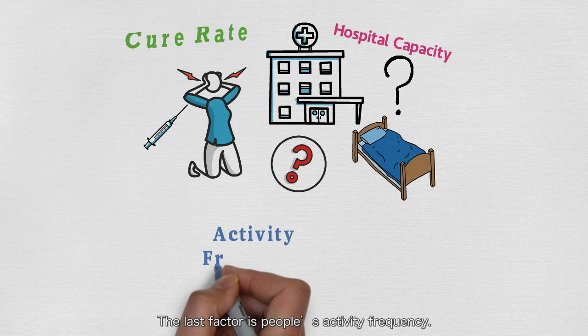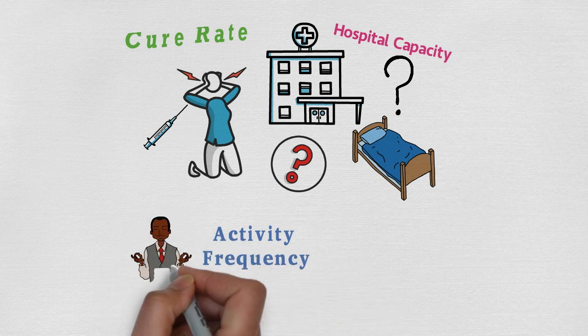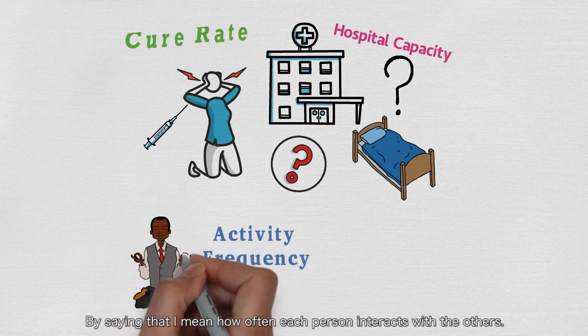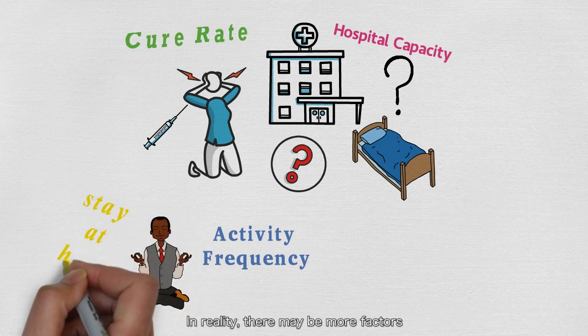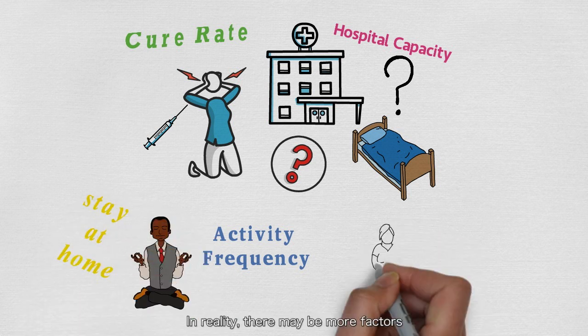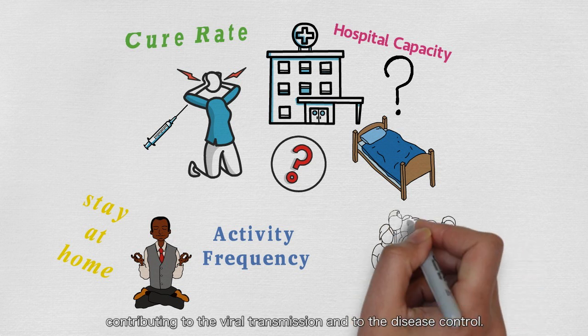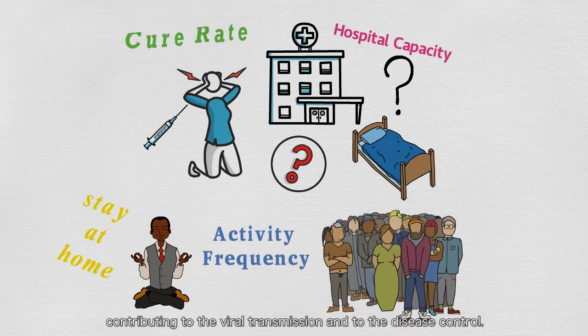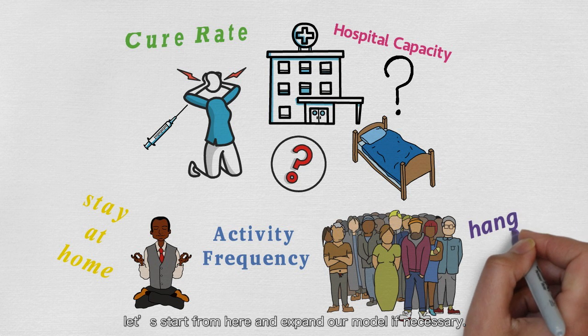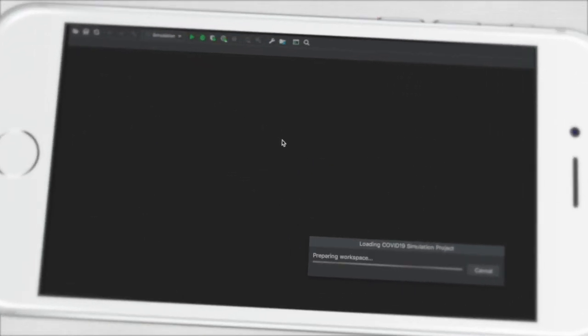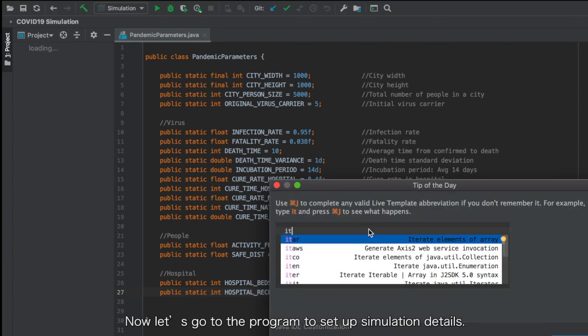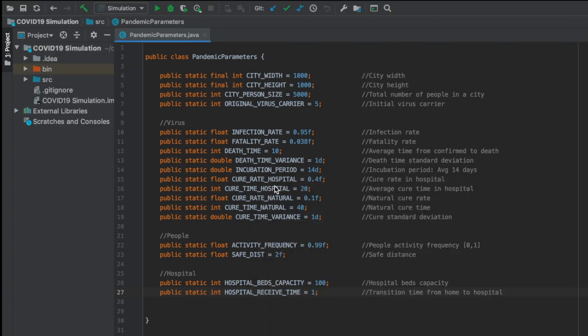The last factor is people's activity frequency. By saying that, I mean how often each person interacts with the others. In reality, there might be more factors contributing to the viral transmission and to the disease control. In my simulation, let's start from here and expand our model if necessary. Now let's go to the program to set up simulation details.